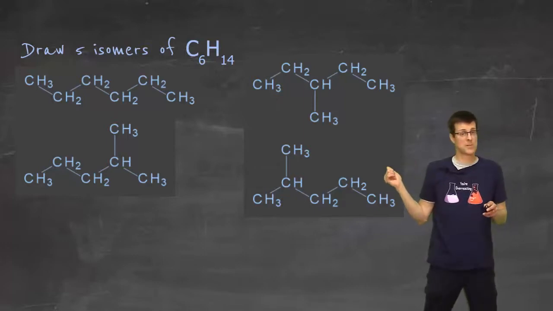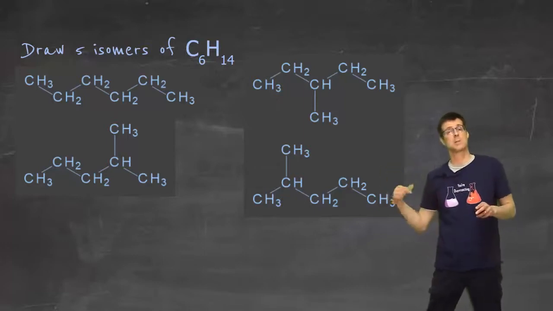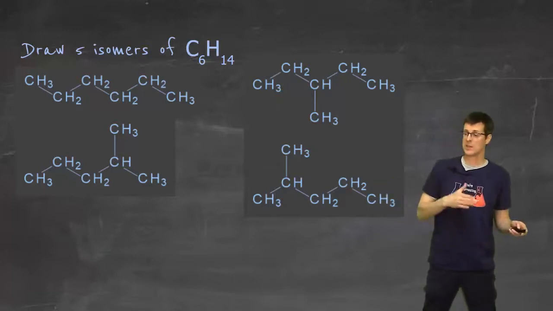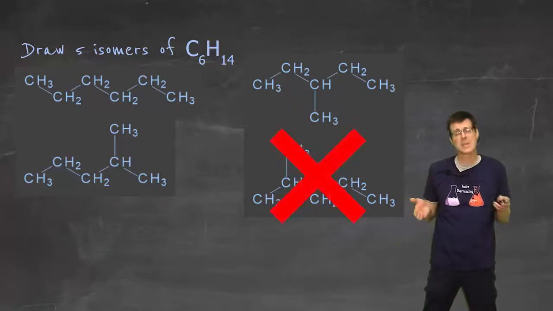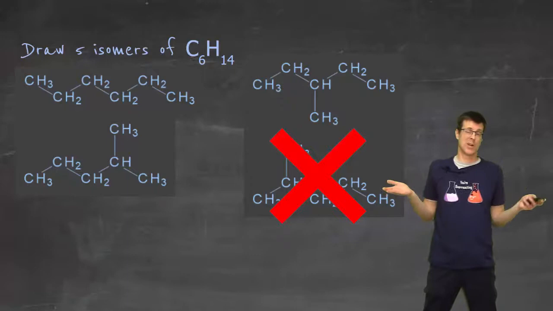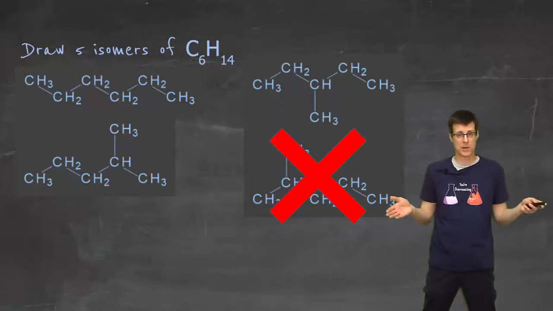The problem is if I draw this compound, is it a 4-methyl? No, it's not a 4-methyl because my numbering now has to start from the left end rather than the right end. Which means that's not an isomer because I've already drawn that one. Okay, so I've run out of things I can do with a 5-carbon chain and 1 branch.